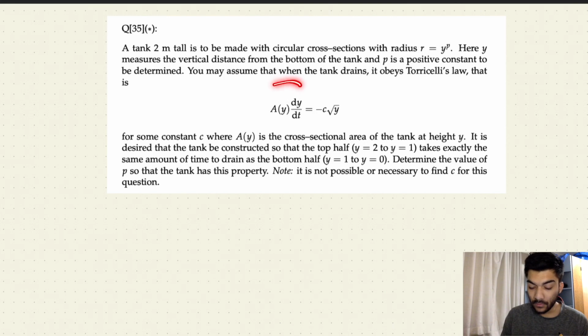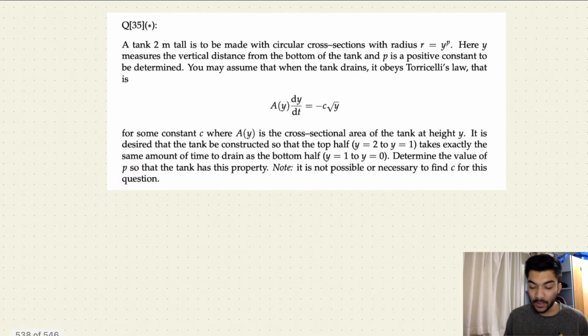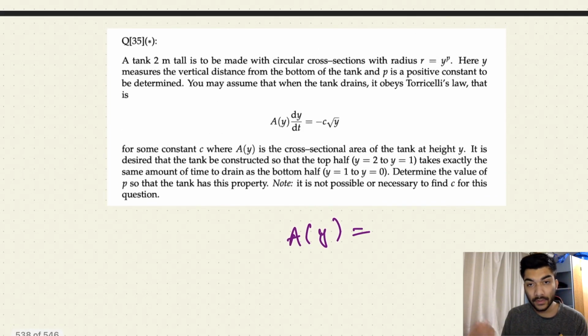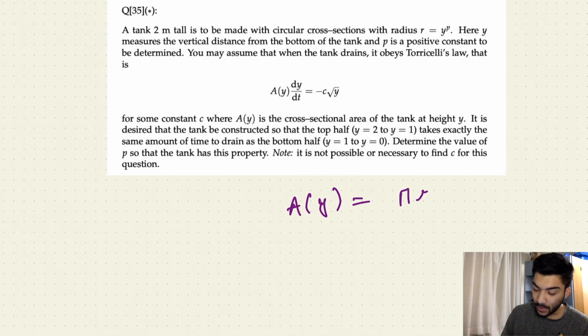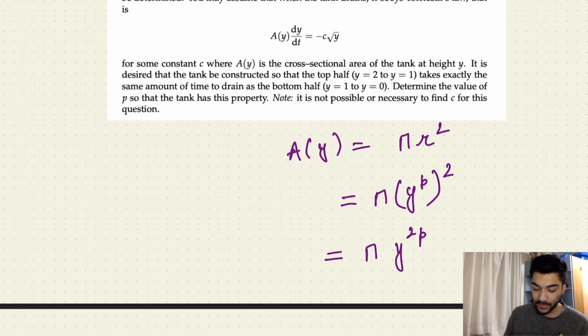So based on this given condition, we have to calculate the value of the positive constant p. Now let's first solve this equation, because then we'll get y in terms of t, and we can play around with this condition in order to solve for p. Since A of y is the area of the circular cross section, it will be pi r squared, where r is given by y to the power p. So it will be pi times y to the power p squared, which is pi y to the power 2p, right?